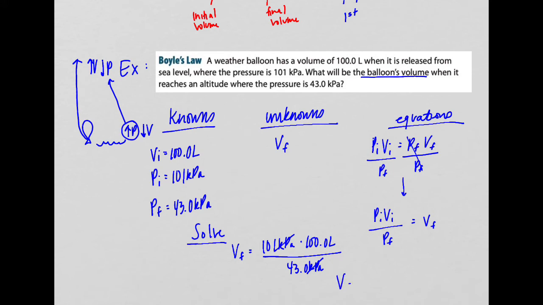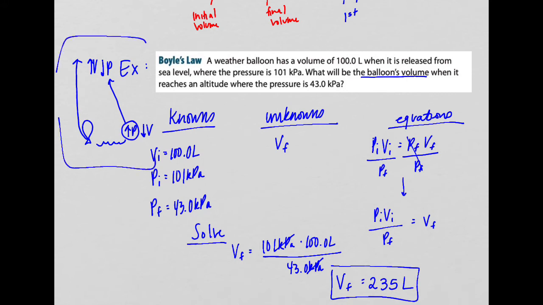So I find my final volume is going to be 235 liters. And to verify that you're right, make sure that your final volume in this situation makes sense, because you've drawn the picture and you've thought about the problem, right? You think it out. It makes sense that the volume should get bigger because we're decreasing the pressure.